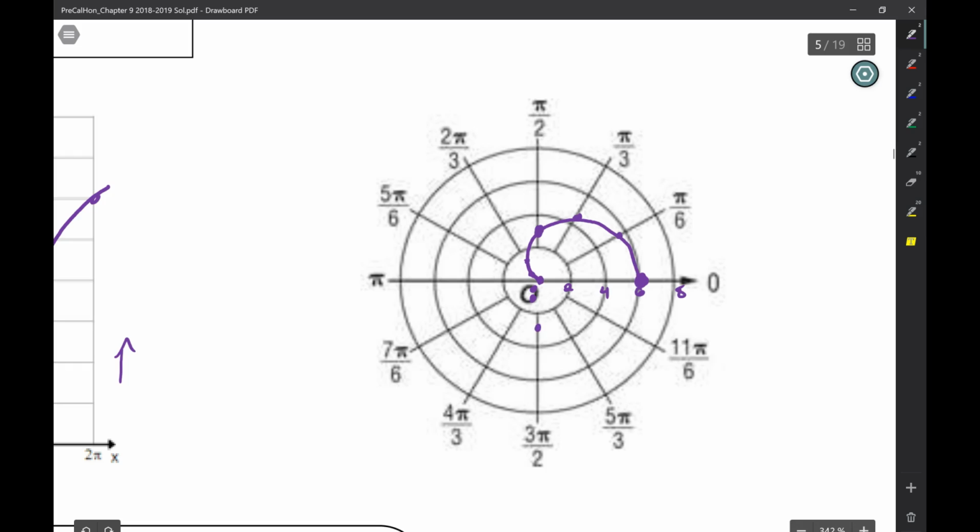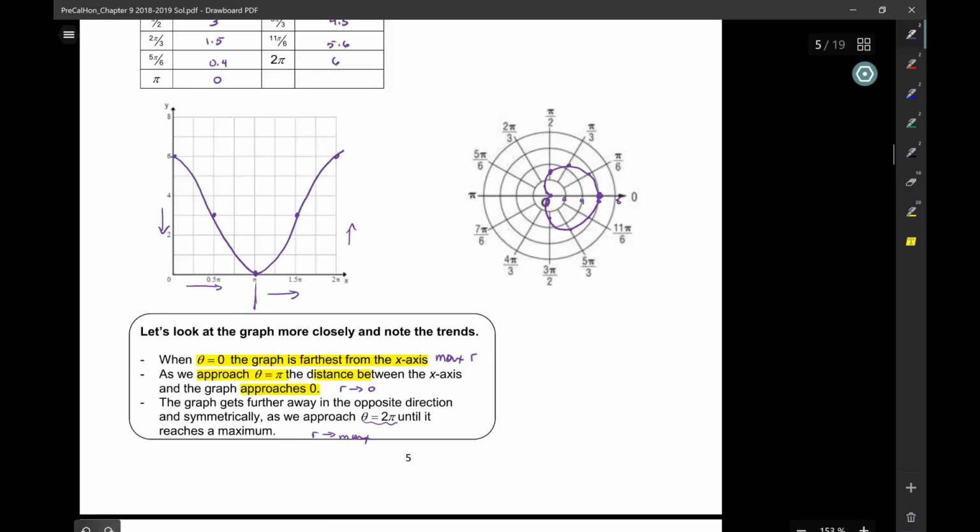At 5 pi over 3, it's 4.5. Isn't 3 way bigger than that? No, because she's going by 2. And then at 11 pi over 6 is 5.6. And then at 2 pi, it's 6 again. So what happens? It increases, increases, increases. And here, a heart. What's a cardioid? It's a heart. Get it? It's a cardioid. It's a heart.